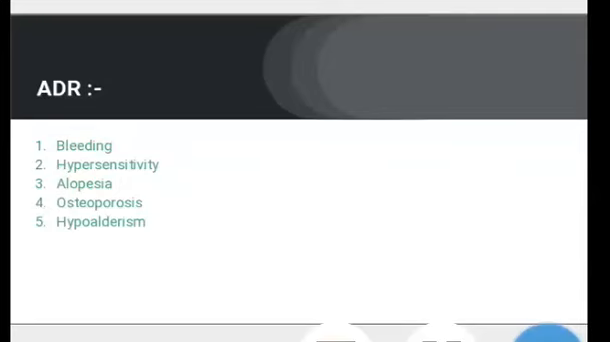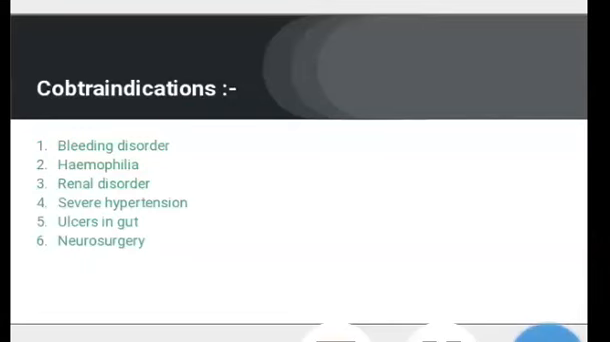After these common ADRs, we will see the contraindications of heparin. Contraindications are the conditions in which heparin should not be used. If both drugs do not match each other's compatibility, then a contraindication occurs in the body. First is a bleeding disorder. Heparin causes an anticoagulant effect, and in a bleeding disorder it may be fatal.